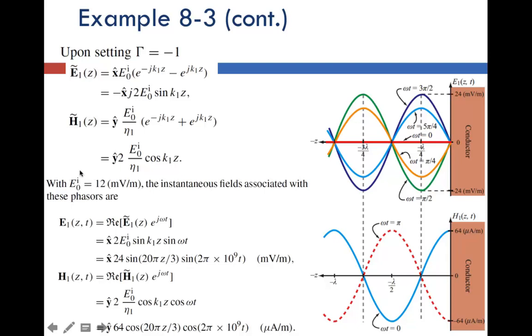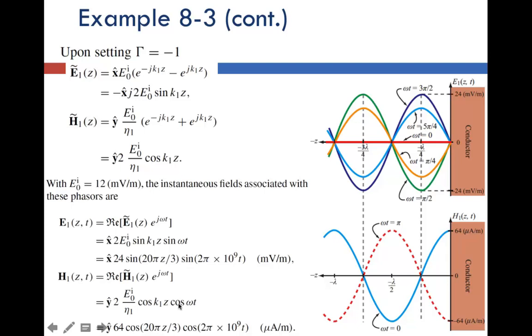So if we now plug in for the electric field value, we can get an expression for the instantaneous field. So this is what I was saying earlier. We're going to take the real part of E1z e to the j omega t, and when we do that, we get the sine of kz and the sine of omega t. The j part has gone away since we're taking the real part, and then the same is true here on H. We are going to get the cosine of kz times the cosine of omega t.